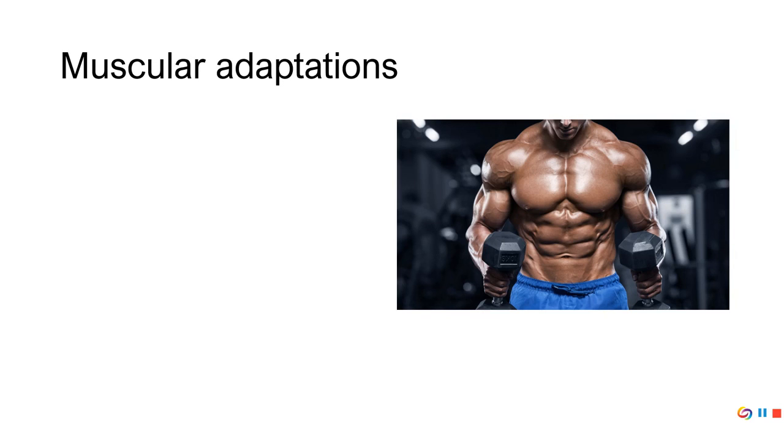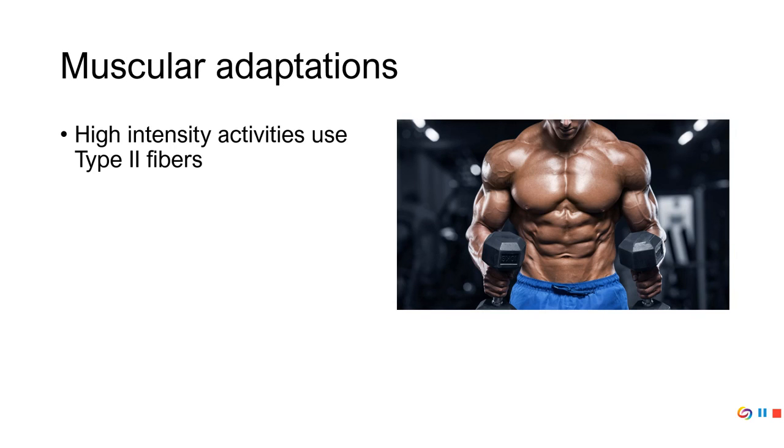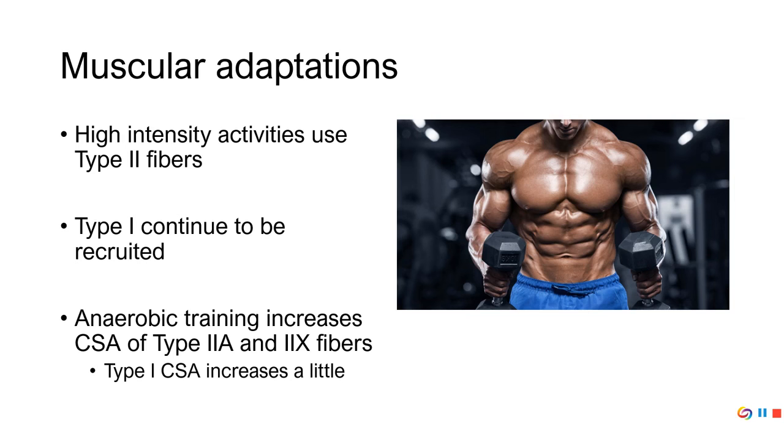Now, when it comes to muscular adaptations, remember that high-intensity activities use type 2 fibers, both type 2A and type 2X, but it's also important to remember type 1 fibers are being recruited, because type 1 fibers are always being recruited. Based on the size principle, we recruit those small motor units first and ramp up to the biggest ones. But anaerobic training doesn't really have any effect on type 1 fibers, but it does improve the cross-sectional area, or increase is probably a better word for that, of both type 2A and type 2X fibers.